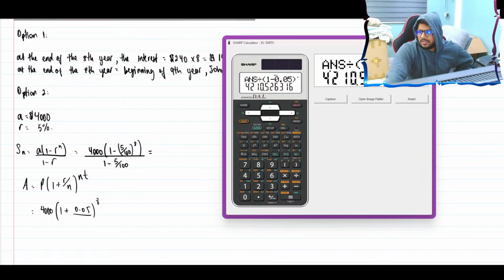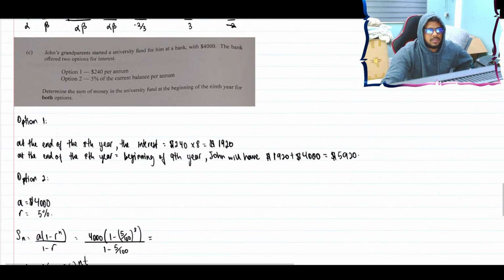Why use 8 and not 9? We're using 8 because they want the sum of the money at the beginning of the 9th year, which will be the sum of the money at the end of the 8th year.